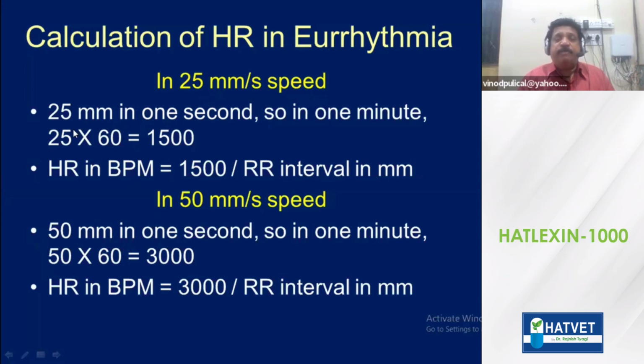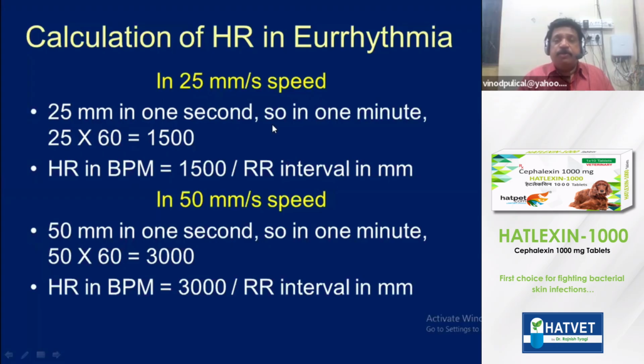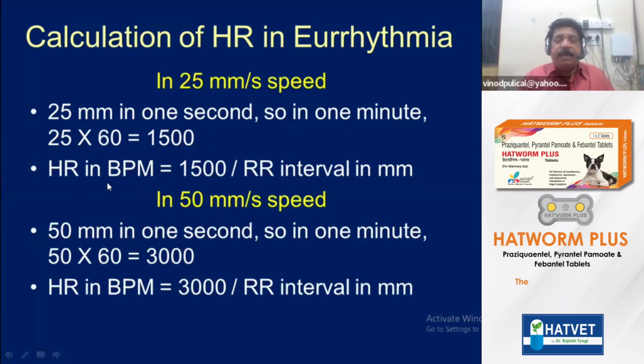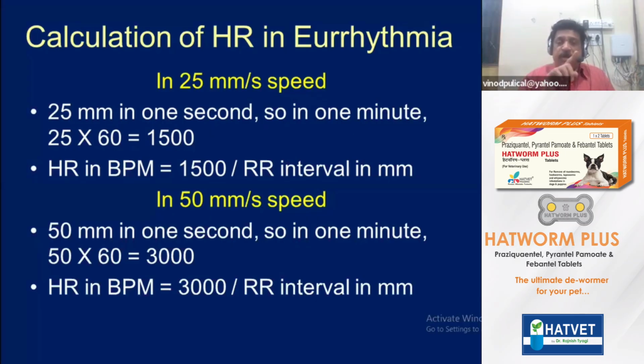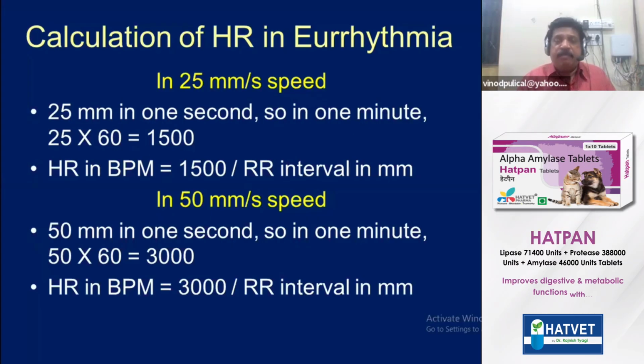In 1 second, 25 small boxes will be passing. So in 1 minute, that is 60 seconds, 25 into 60, 1500 small boxes will be passing. And the HR in beats per minute is 1500 divided by the RR interval, that is, the number of small boxes between two consecutive R waves.